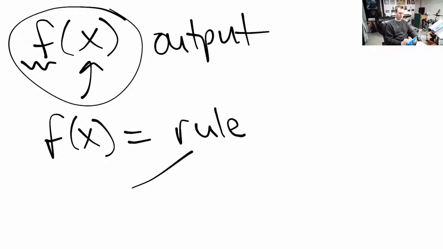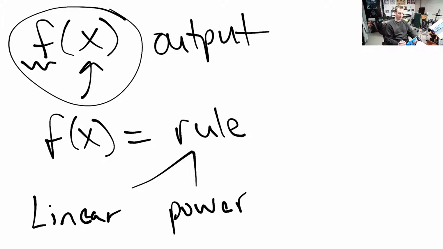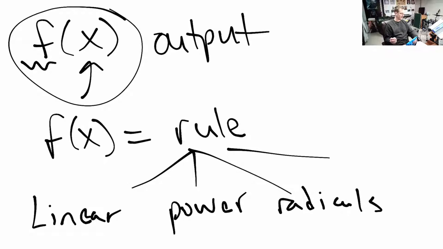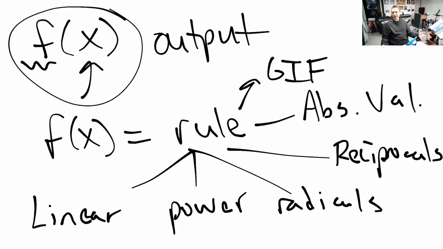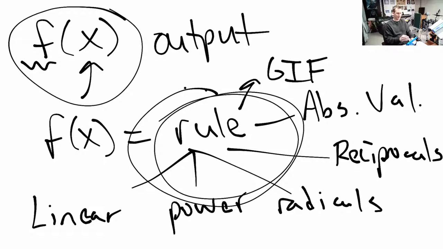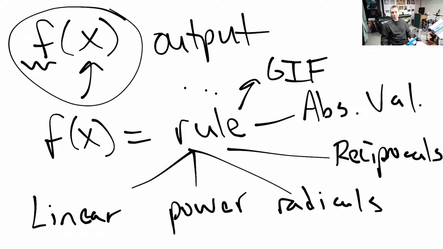And these different kinds of rules that we'll have today, we've got linear rules, we've got power rules, we've got radicals, another one is reciprocals. Another one we'll work with today is the absolute value. And another one we've got is this greatest integer function. There's lots and lots and lots of rules. I could keep going in the circle here, and I'd have to keep going because there's so many different kinds of rules that we can work with. These are just the rules that we'll work with today.